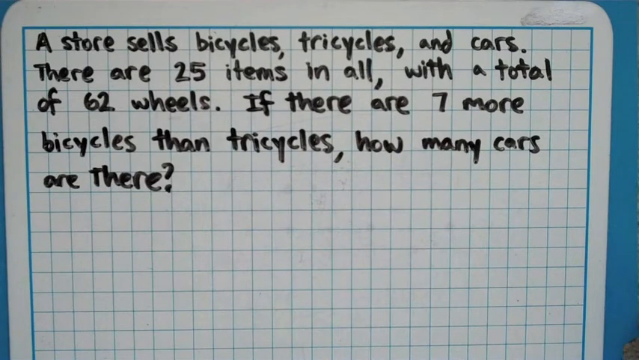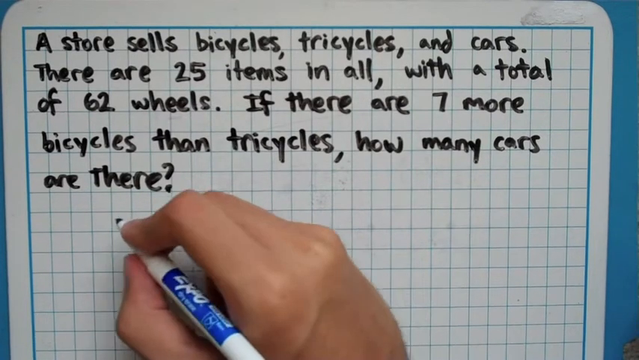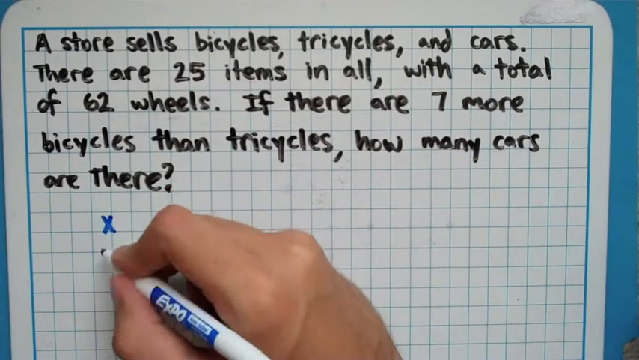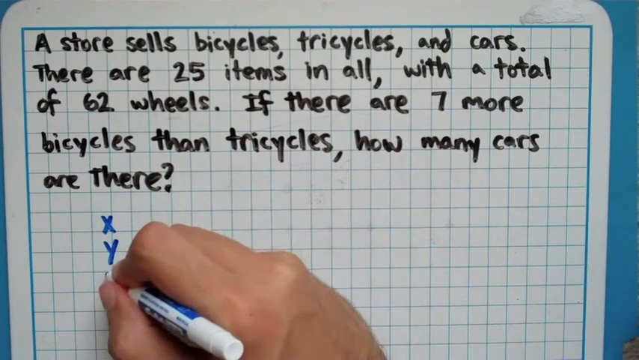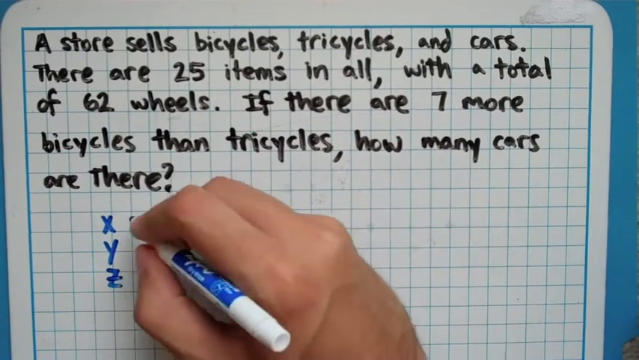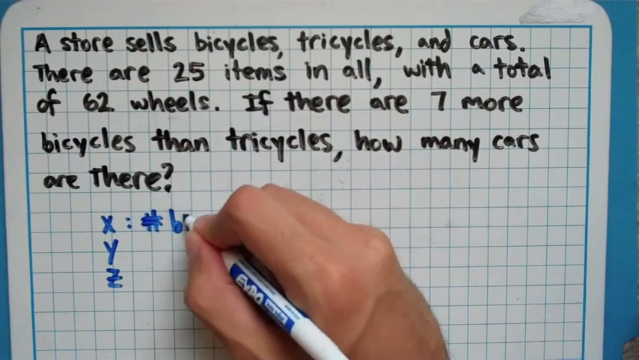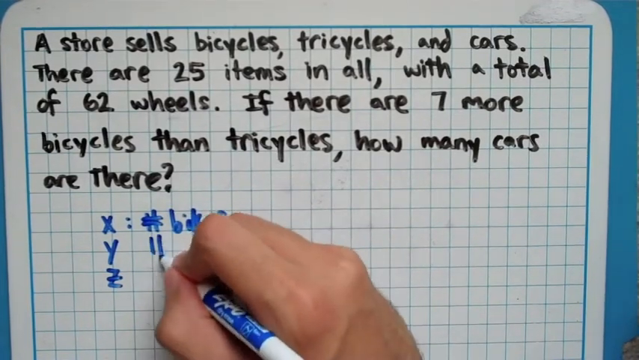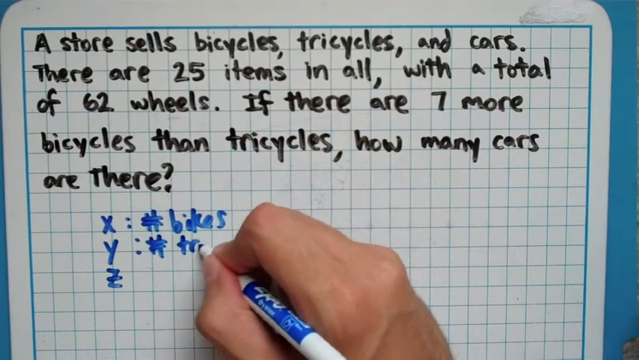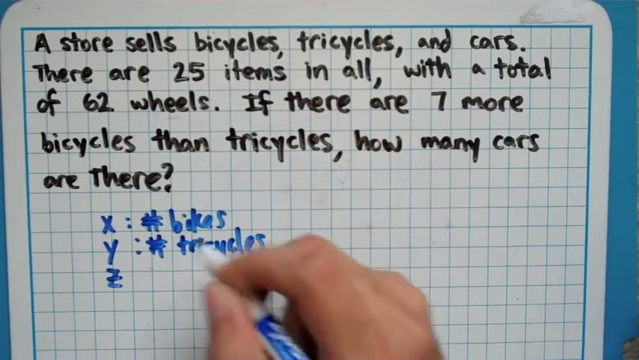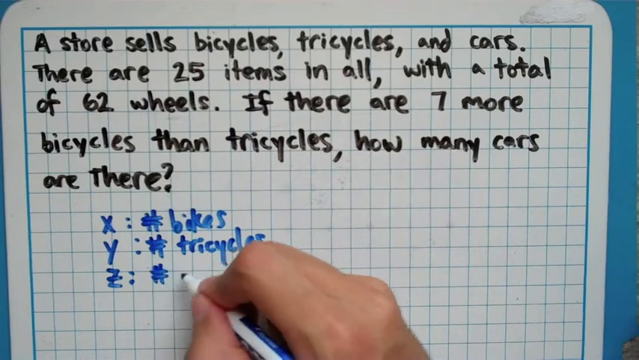Cars are going to be one of our three variables, but there are three things we don't know. Even though we didn't specifically ask for it, we don't know how many bikes, we don't know how many trikes, we don't know how many cars. So I'm going to have three variables in this one. x can be the number of bikes, y can be the number of tricycles, and z can be the number of cars.